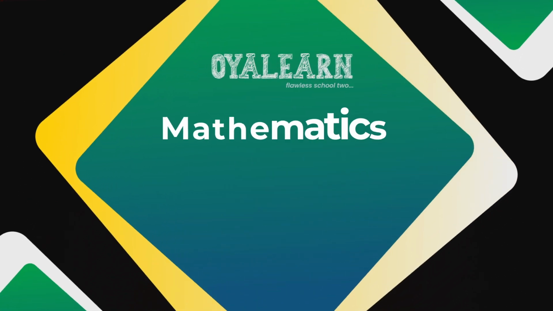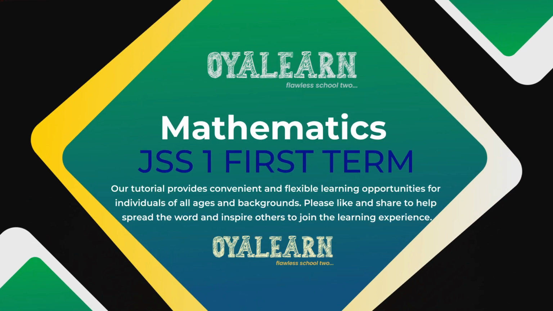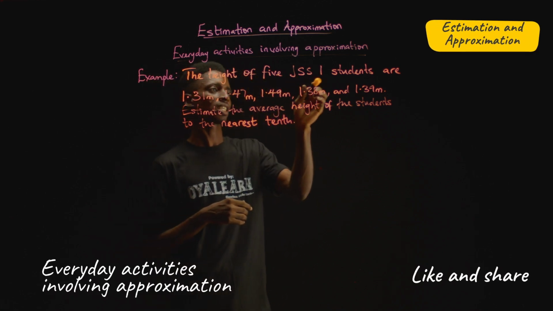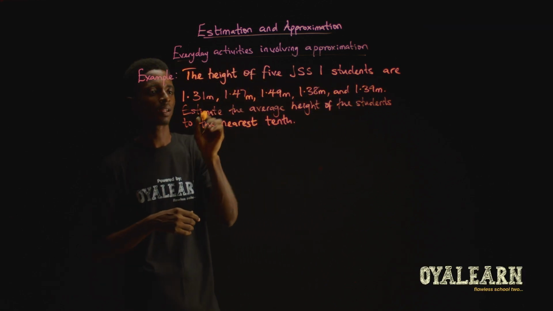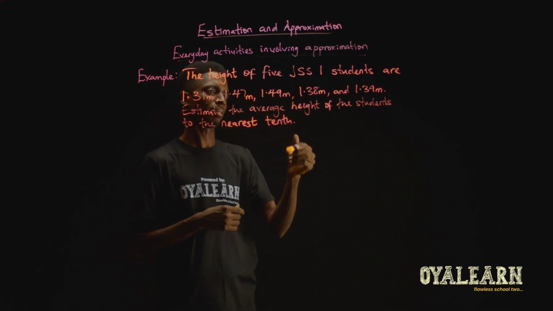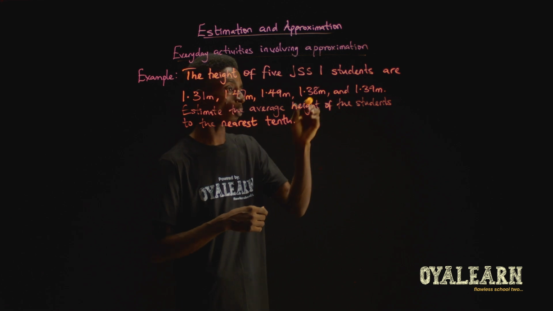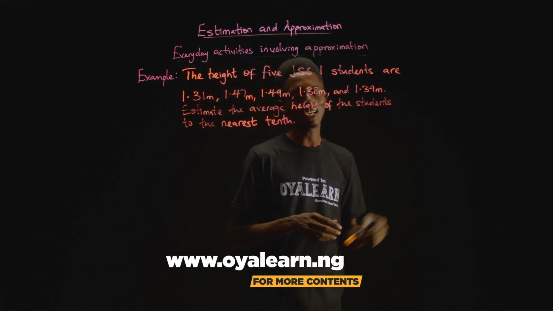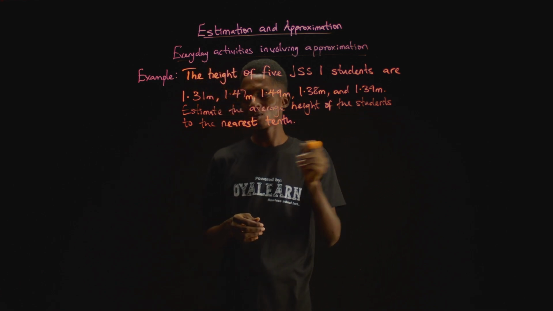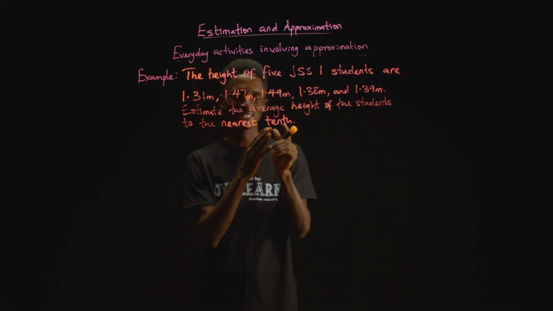This question says we should find the approximate height of 5 students. Let me read it out. The heights of 5 JSS1 students are 1.31 meters, 1.47 meters, 1.49 meters, 1.38 meters and 1.39 meters. Estimate the average height of the students to the nearest tenth.